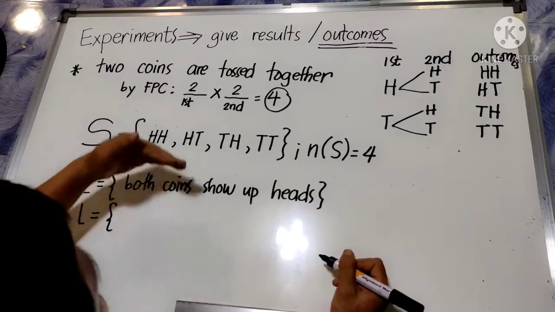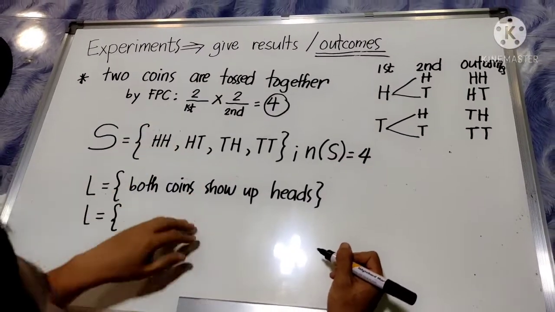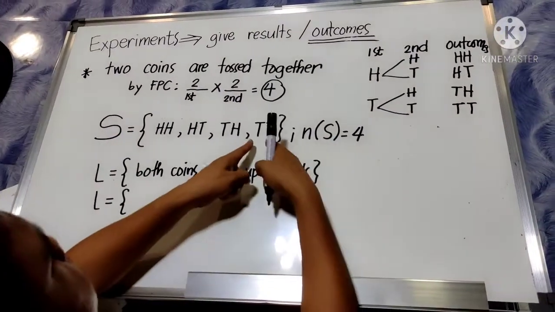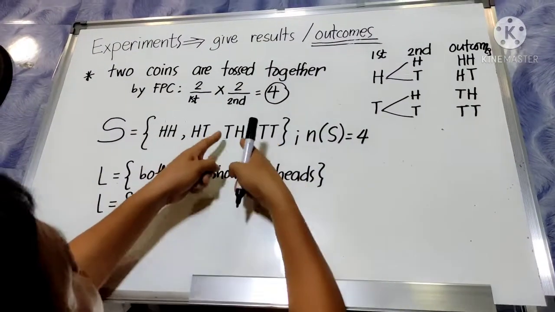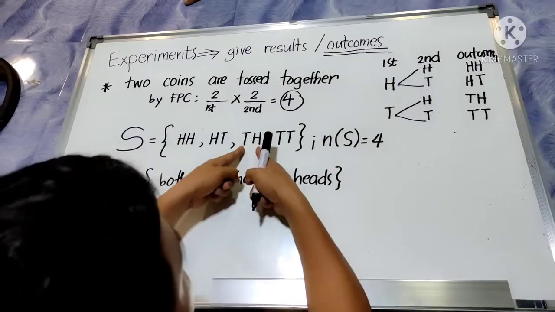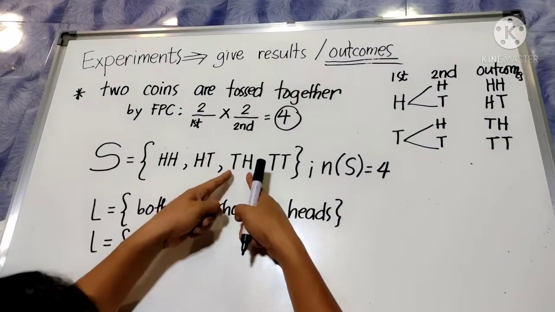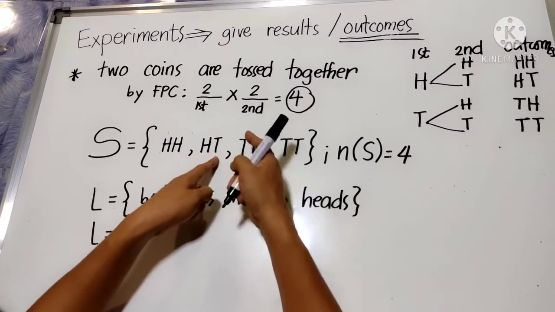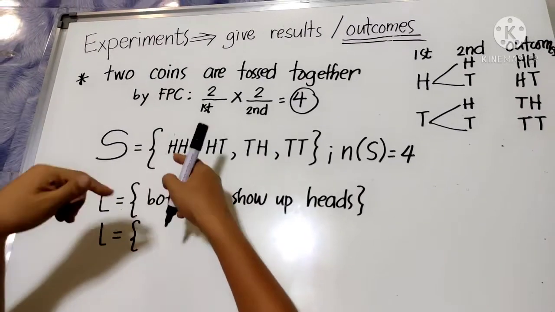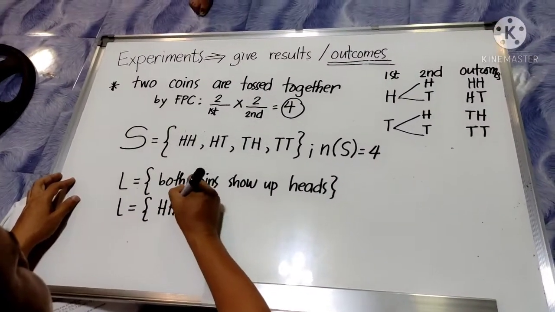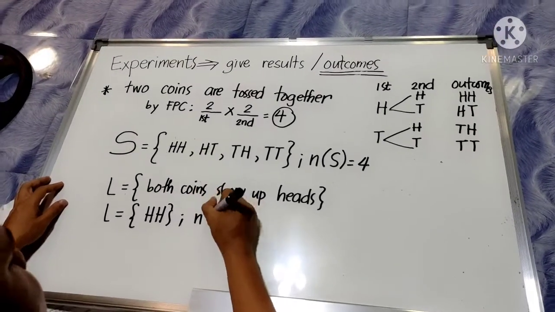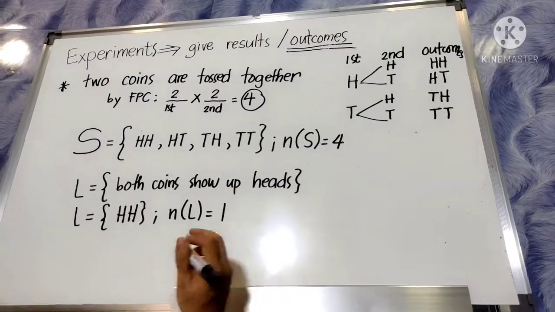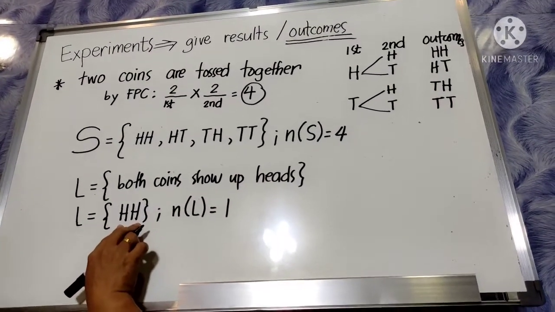So let's go back to the sample space. Always go back to the sample space, because the elements of an event are taken from the sample space. Okay, this one. Is there a head there? None. Is there a head here? Yes. But the other one is not a head. This is a tail. Here it is both. So, this is not possible. How about this? Head also, but the other one is a tail. How about this? Of course, both of them show up a head. So, what is our N of L? You count. 1. Because this is just one element.